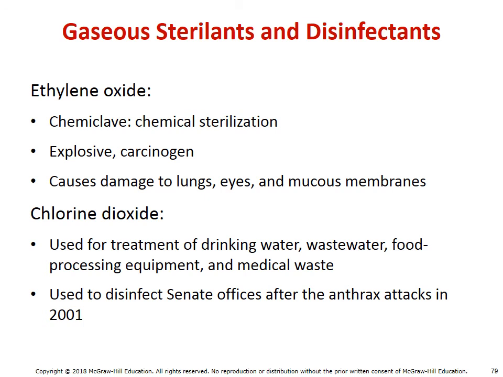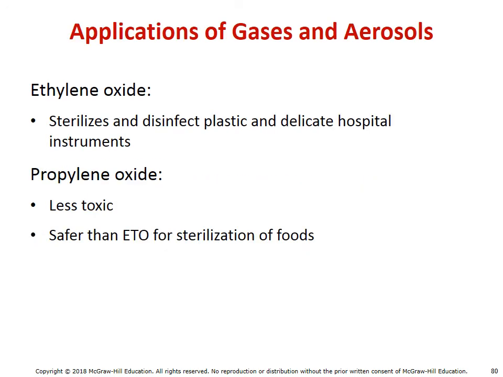We also have our dangerous versions of gases, including ethylene oxide. Ethylene oxide, very effective as a sterilizer, but very explosive and cancer-causing as well. As I said, ethylene oxide, very effective at being a sterilant, used for a lot of delicate surgical equipment and such. Propylene oxide is another version that's effective. It's much less dangerous and thus often used for sterilization of foods. So again, we have gas options that allow us to sterilize without damaging product.